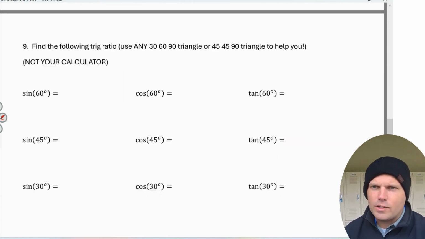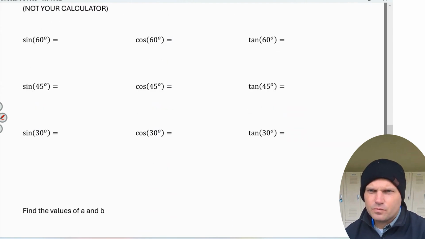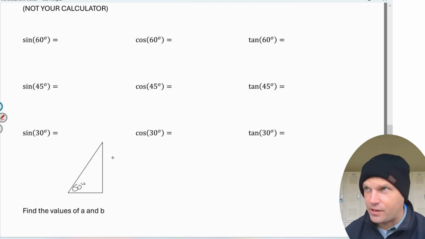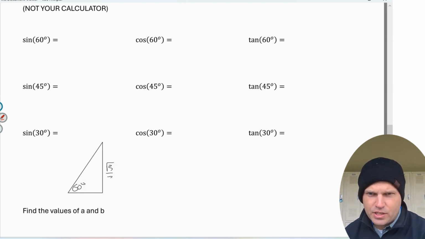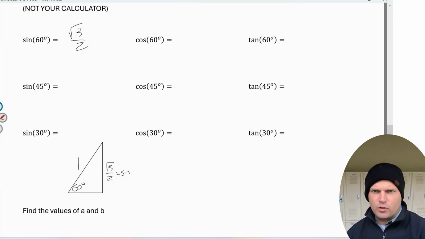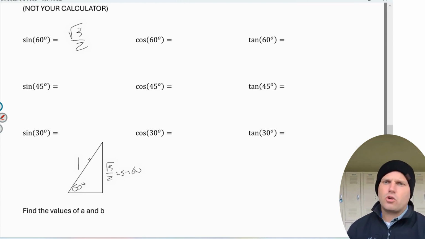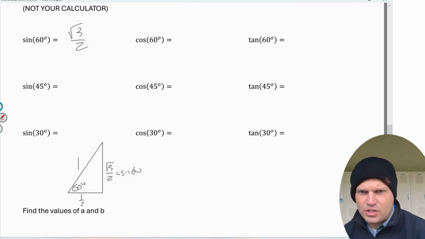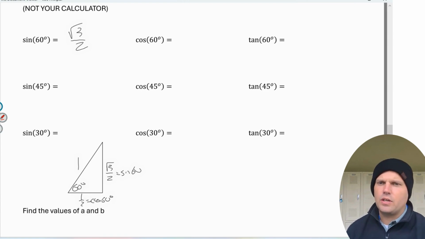But no matter what triangle you see, if it's got 30, 60, 90 degrees in it, and I ask you, what is the sine of 60? You don't need a calculator anymore. You have the opposite over the hypotenuse. That's root 3 over 2. This is the sine of 60 if we're talking about a triangle with a hypotenuse of 1. This is the cosine of 60 if we're talking about a triangle with a hypotenuse of 1.